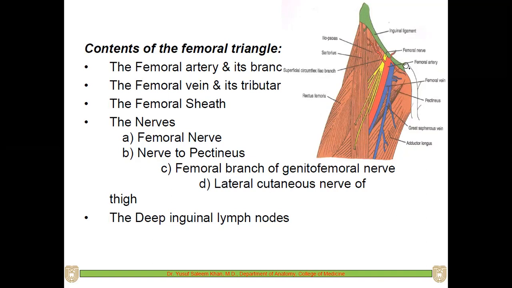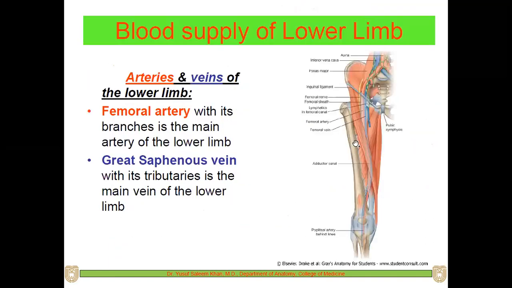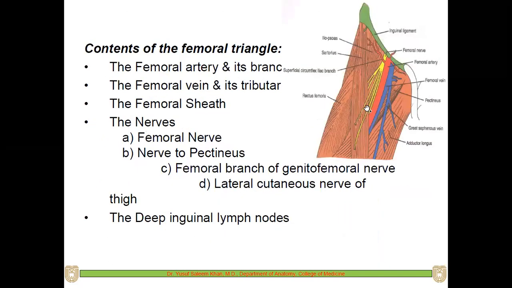These are two important contents of the femoral triangle. This is the femoral triangle here. Okay, femoral artery and its branches, femoral vein and its tributaries. Then there is the sheath covering these two structures, that is called the femoral sheath. As we saw in the previous picture, if you see here, it is covered by a whitish structure called the femoral sheath. The whole structures, femoral artery and femoral vein, are covered by the femoral sheath.